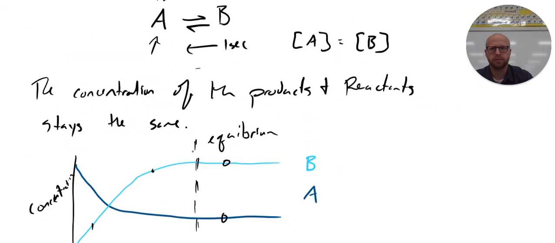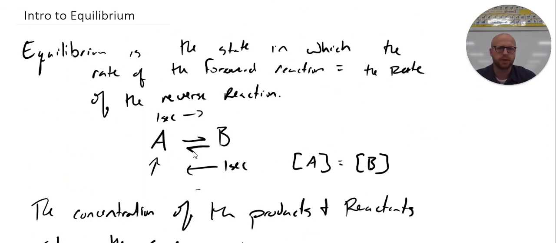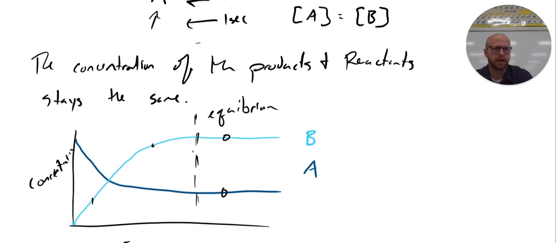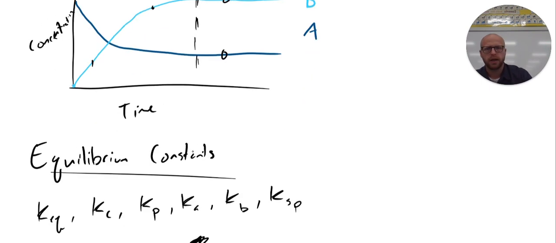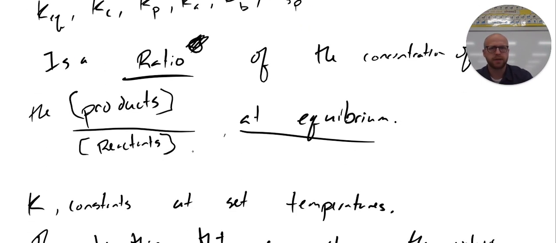What is equilibrium? It's the state in which the rate of the forward reaction is equal to the rate of the reverse reaction. Okay, and a byproduct of that is the concentrations of the products and reactants do not change. So therefore, we can set up this ratio of concentrations at equilibrium. That is a constant, a K constant. So our equilibrium expressions or equilibrium constants.